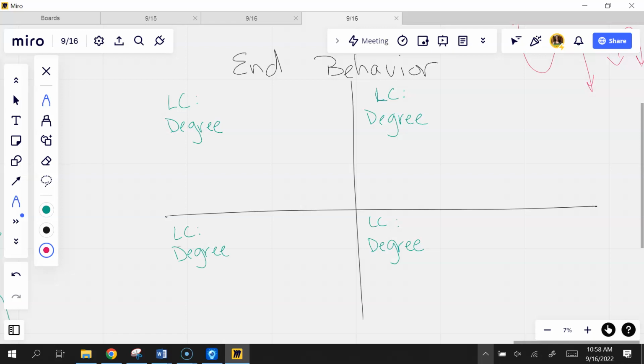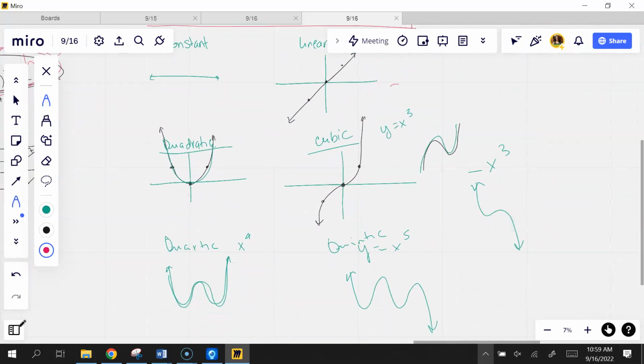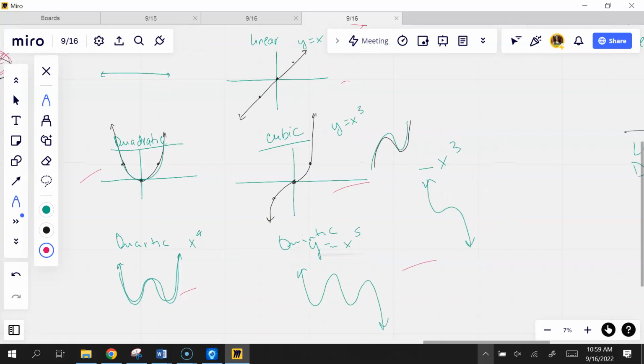A lot of you have already recognized the fact that all even degree polynomials do the same thing. In other words, a quadratic and a quartic, right? Because we looked at those. If I kept going, remember I told you opposite, same, opposite, same, opposite. If I kept going, every even degreed one would go the same direction, right?